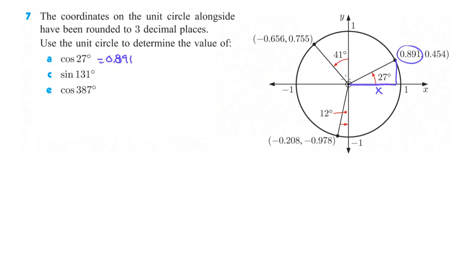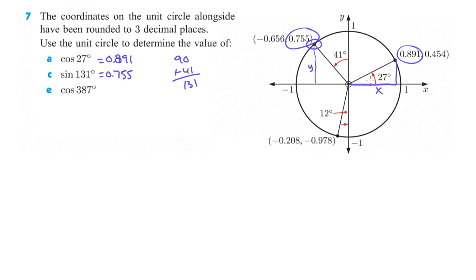Okay. Sine of 131. Now look, there's no 131 showing up on here, but if we take 90 plus 41, that gives us 131. So that's this point right here. Sine is always going to be the height right here. That's going to be our y value. So that is 0.755.